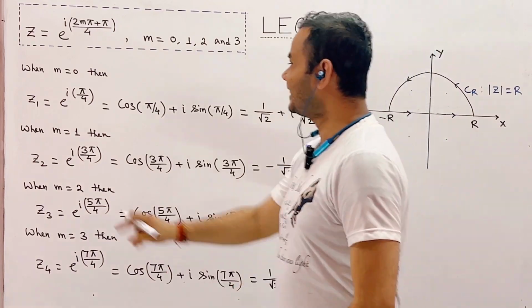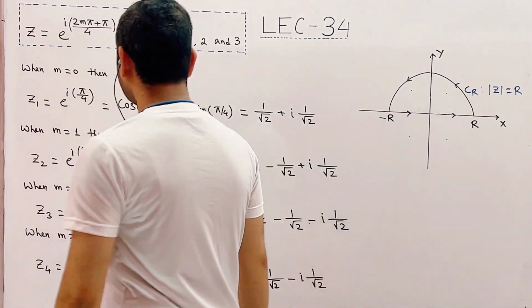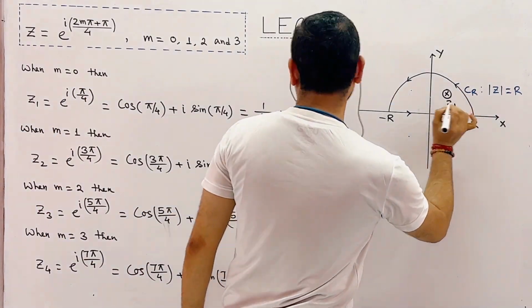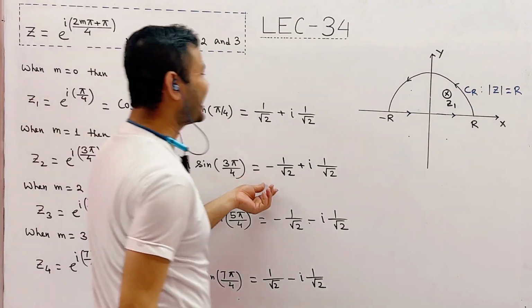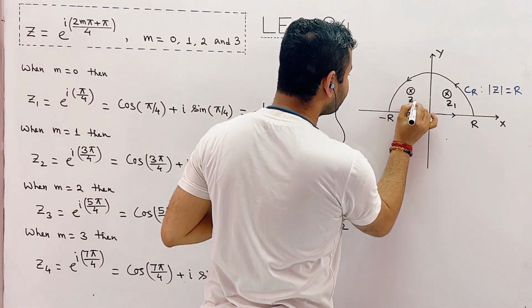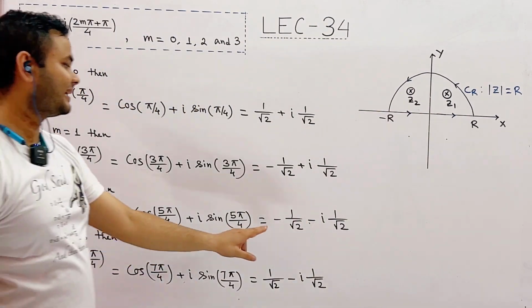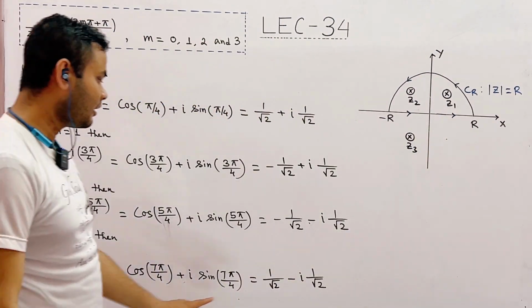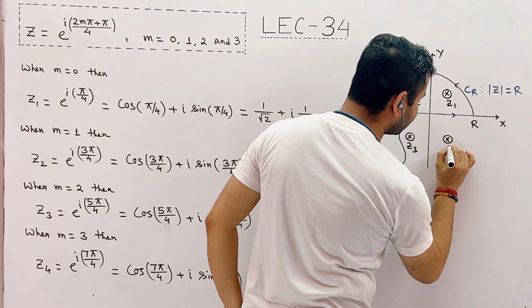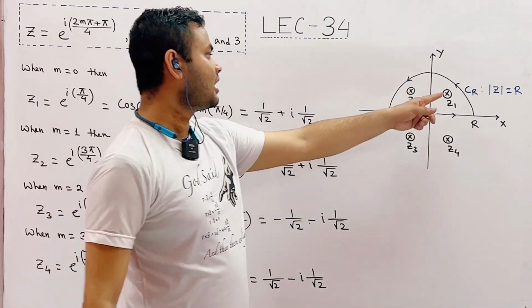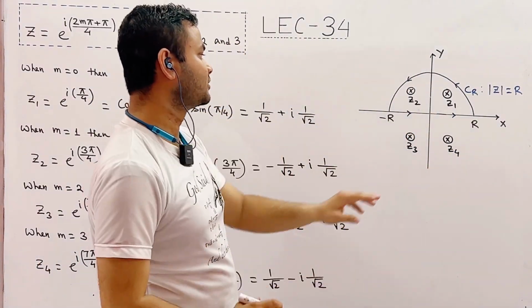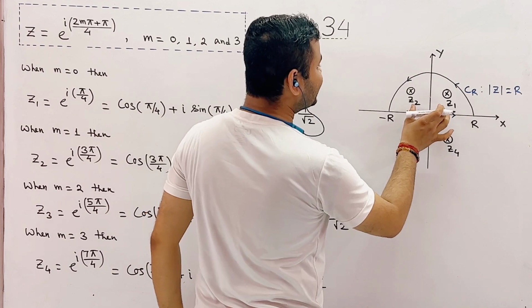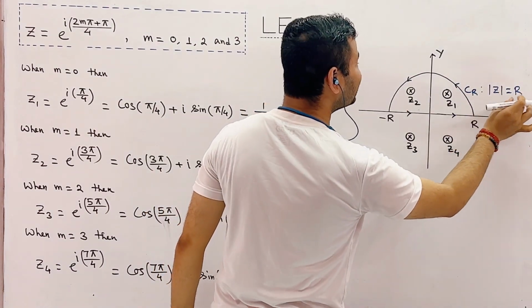Next, let us plot these poles on the z-plane. The first pole z1 lies in the first quadrant of the z-plane. The second pole z2 lies in the second quadrant. The third pole z3 lies in the third quadrant, and the fourth pole z4 lies in the fourth quadrant of the z-plane. Again, we have seen that out of these 4 poles, only 2 poles z1 and z2 are useful poles because they are located in the upper half of the circle modulus of z equal to R.